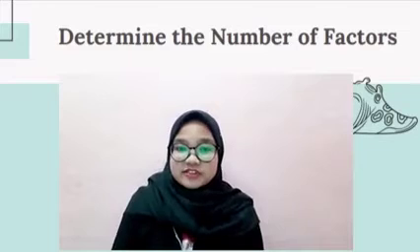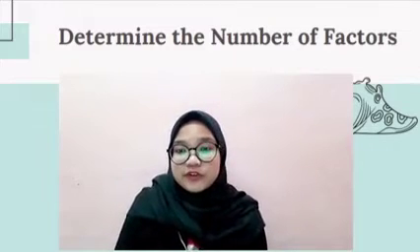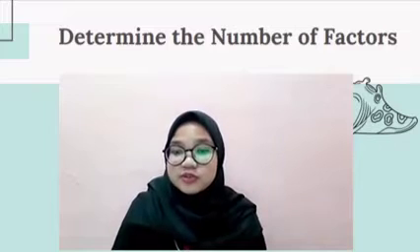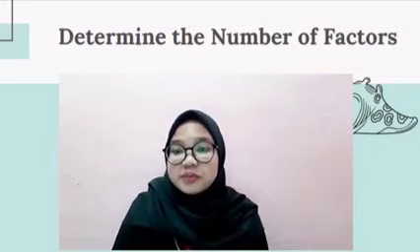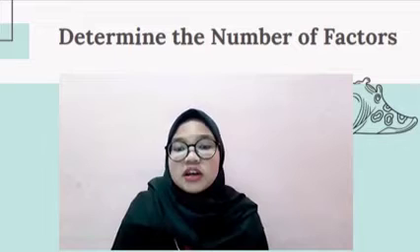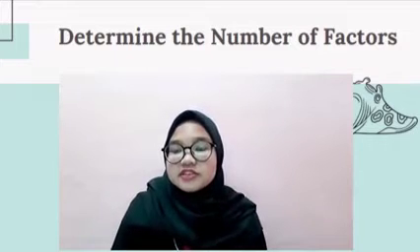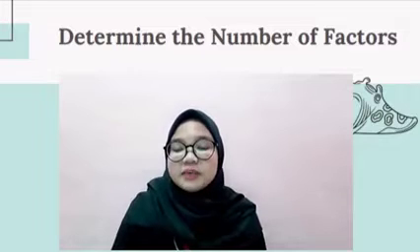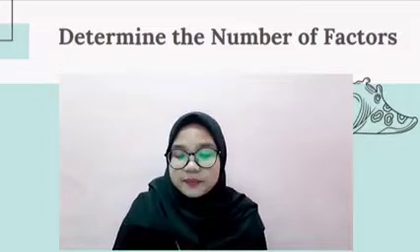Determine the number of factors. First is a priori determination. Second, determination based on eigenvalues. Third, determination based on scree plot. Fourth, determination based on percentage of variance. Fifth, determination based on split-half reliability, and sixth, determination based on significance tests.